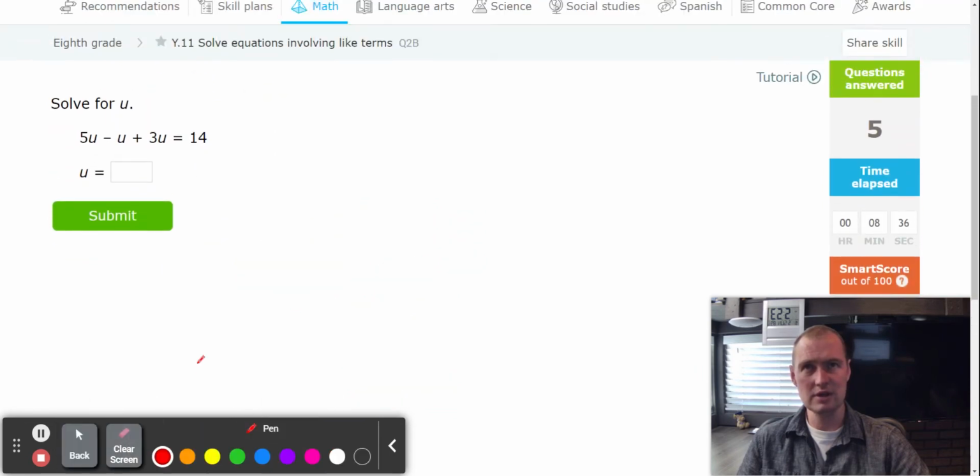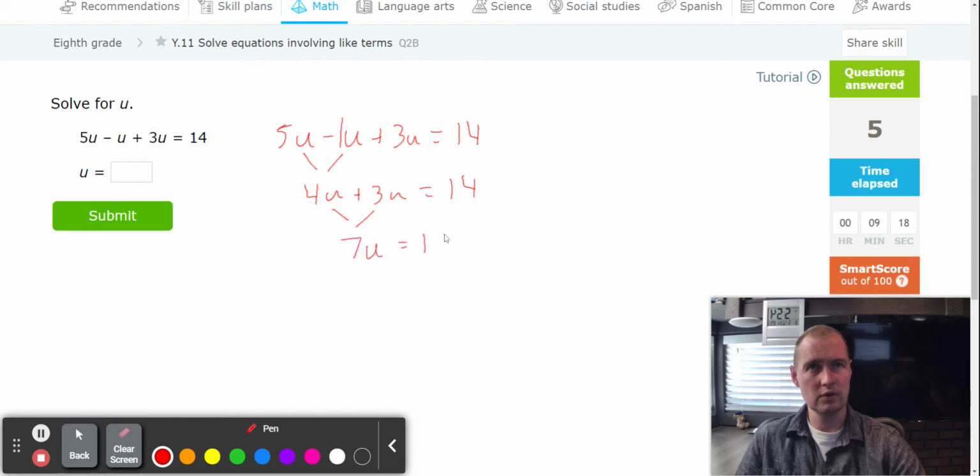They're shortening it down a little bit, which is kind of nice, because they were getting kind of crazy. So we got 5u minus u plus 3u equals 14. Well, first step here is we have a minus u all by itself, so it's minus 1u, because a variable by itself has to have one of those. So now we can go in order. 5u minus 1u is 4u plus 3u equals 14. And 4u plus 3u is 7u equals 14.